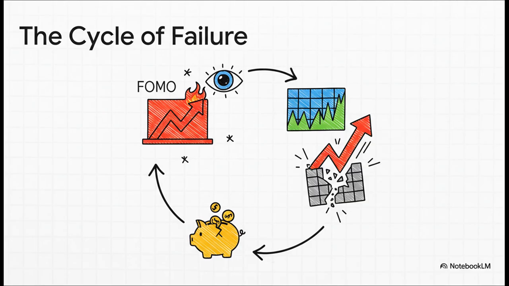Okay, so here's the classic cycle of failure. You see a coin that's just pumping like crazy, and that FOMO kicks in hard. You think, all right, it's got to cool down now. It's got to start trading sideways. So you launch a neutral grid bot. But then it just keeps on pumping, blows right past the top of your grid, and boom, you're liquidated. Yeah, sounds painful because it is.